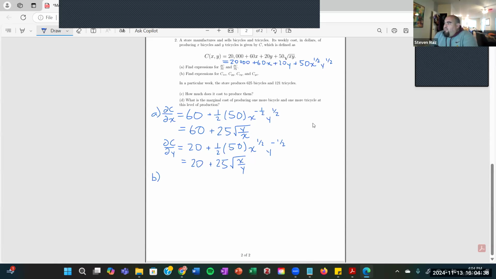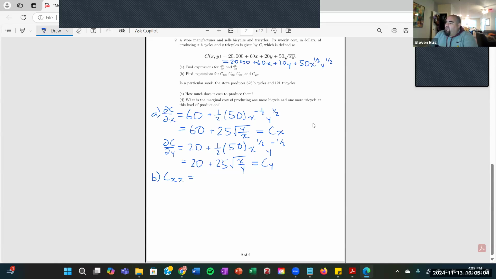One thing I want to point out here is that this thing, I can also call it C sub x. I can also call this C sub y. So if I want to find C sub xx, that is the same thing as me taking the partial with respect to x of this partial, C sub x. So let's go ahead and do that.